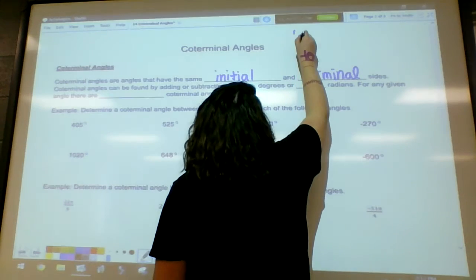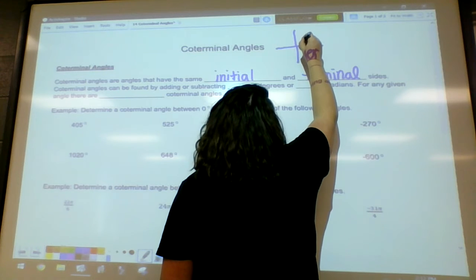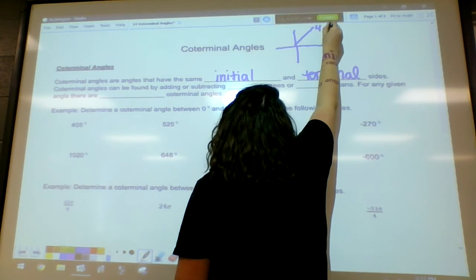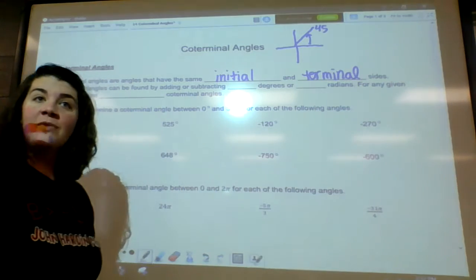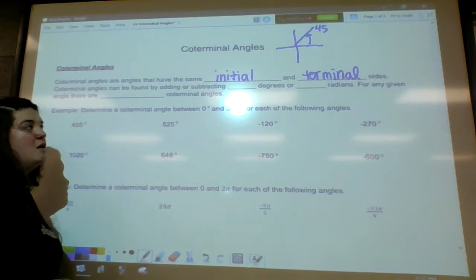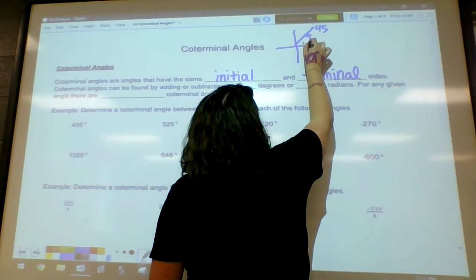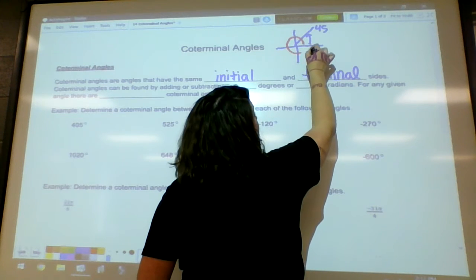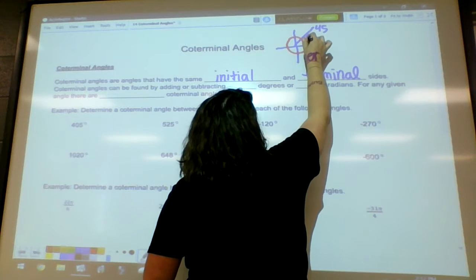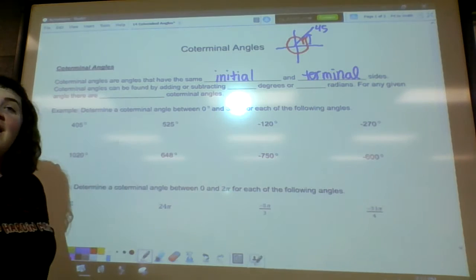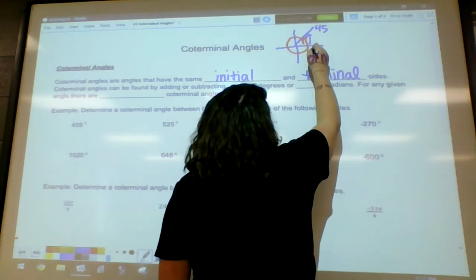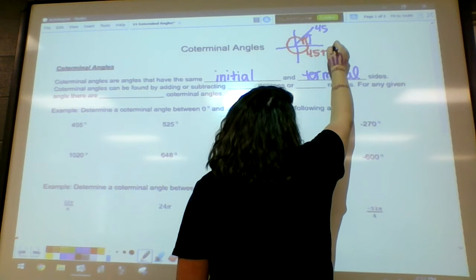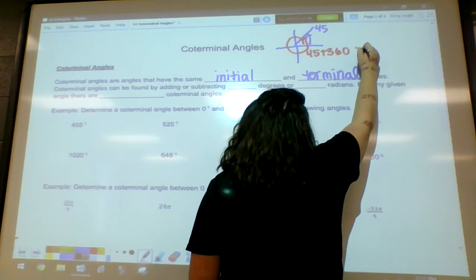So for example, I'm just going to draw an angle on here. Let's say we have a 45-degree angle. That would run from the positive x-axis and up, right? 45. Well, it's possible to have an angle that starts here, goes all the way around the circle, makes a full 360, and then comes back up to the 45. And that has the same starting and ending spots. Now, that angle is not 45. It's actually 45 plus 360. So that angle would be what, 405?